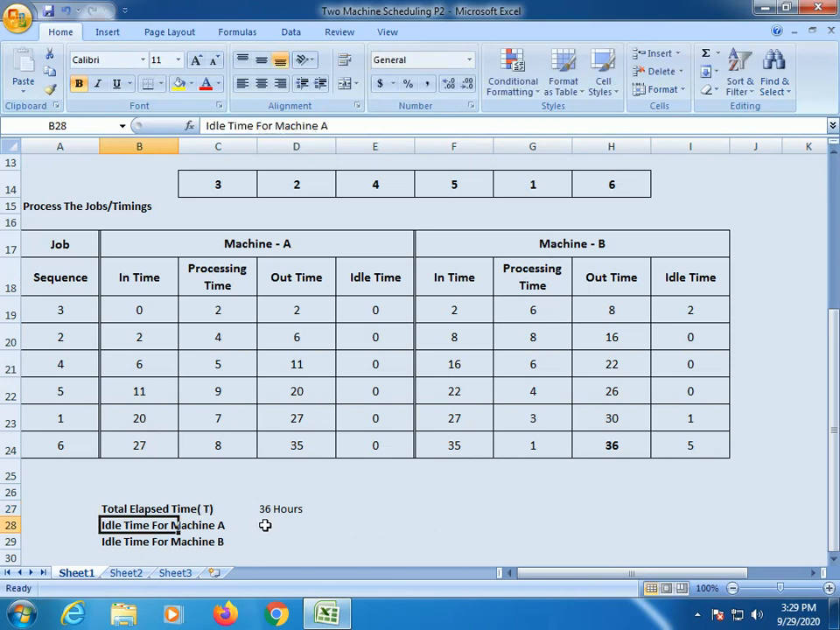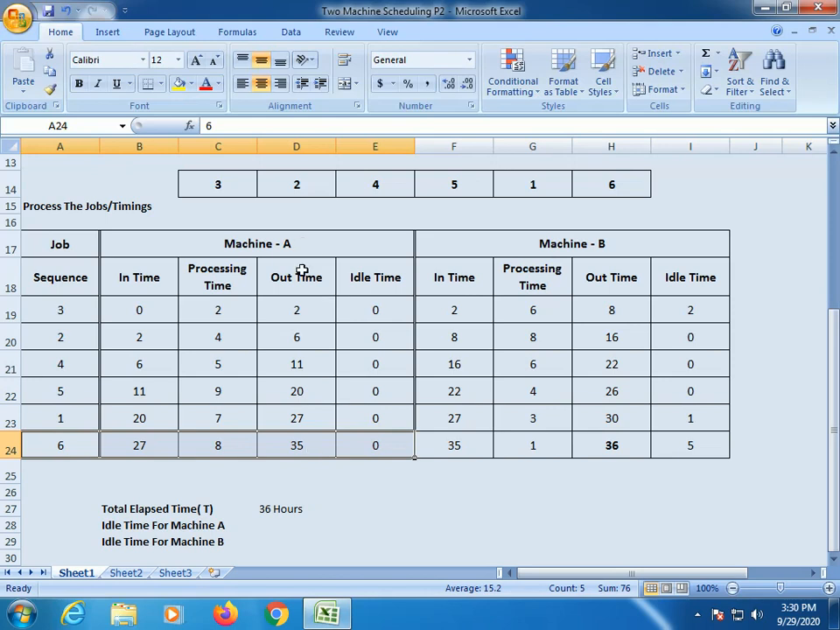Then what about the idle time for machine A and machine B? First, let us go for machine A. If we add all these we will get 0 of course, but here we need to think about what the last job is. Here job 6 is the last job.